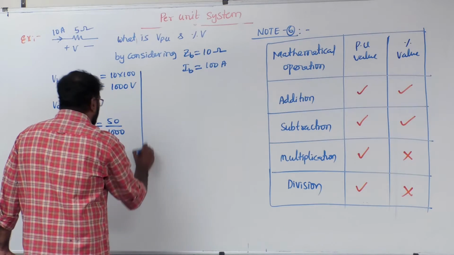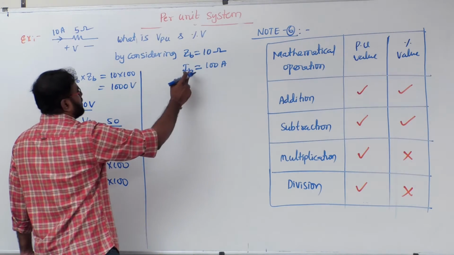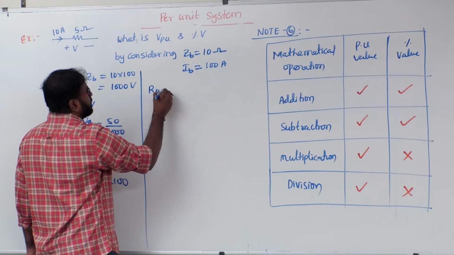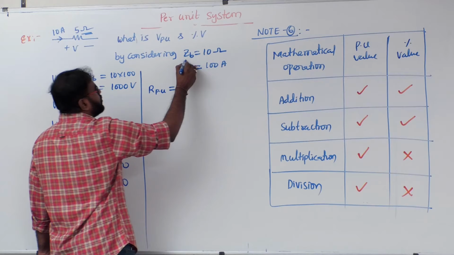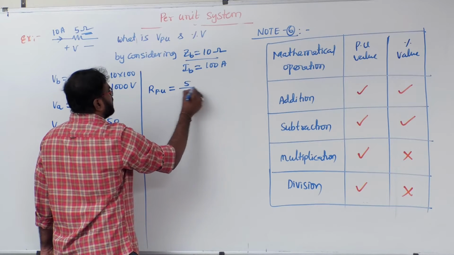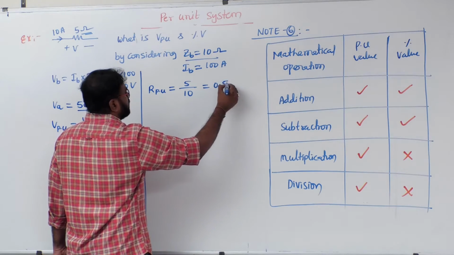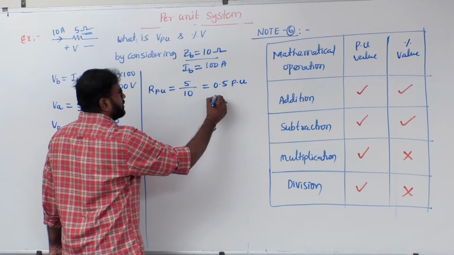Fine. Now we will go with another approach. We know Z base and I base. Tell me what is R per unit? R per unit is R actual by Z base. R actual is 5, Z base is 10. So what I get? 0.5 per unit. Indirectly, how much percentage?